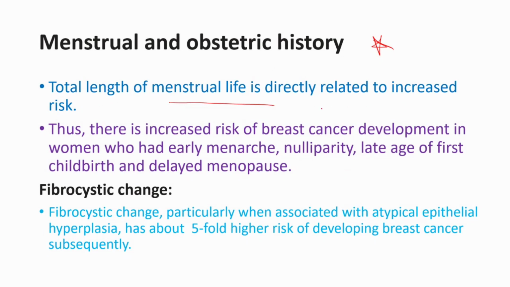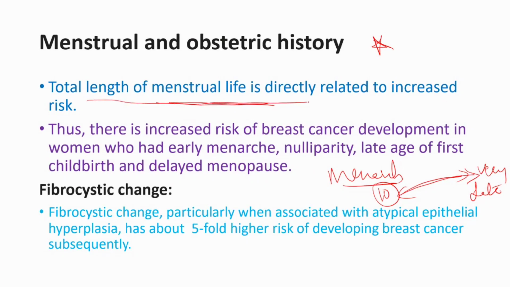For example, if a patient's menarche is very early, I mean, females who developed menarche at age 10, and if they are having menopause very late, then the duration between menarche and menopause is more. That type of patients are having greater risk of breast cancer. That means the length of menstrual life has a direct relation with breast cancer.